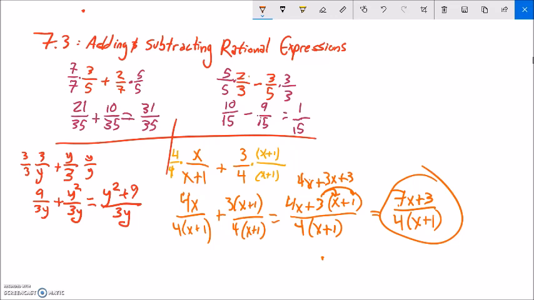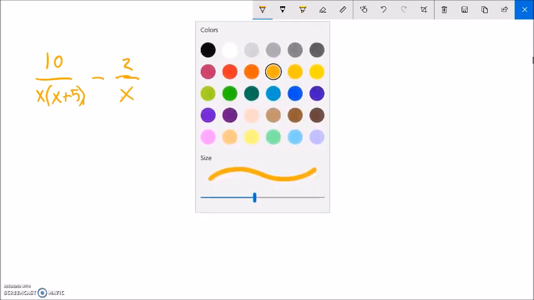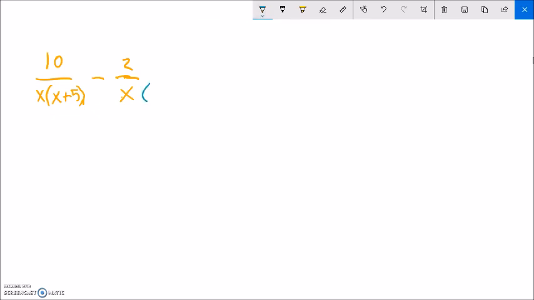Great. Let's do a couple more examples then. I'm going to erase this and step up to my next one. So I'm going to have a 10 over x times x plus 5. And in this case, now I'm going to subtract 2 over x. All right, so I have subtraction, just like addition, in the sense that I need a common denominator in order to combine them. And notice they both already have an x in them. So I actually don't need to add anything to this one. It already has an x. But on the other one, I'm going to need an x plus 5.